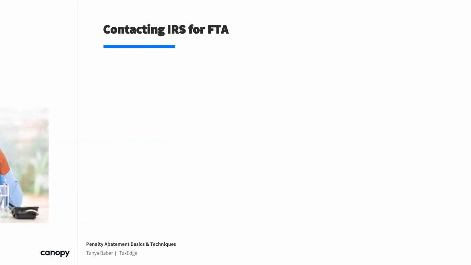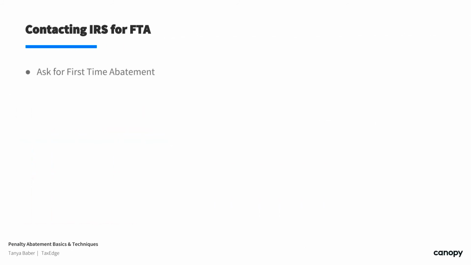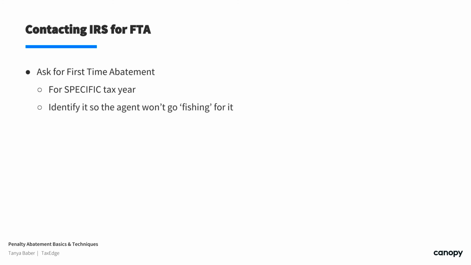What do you do when you call them? You're going to ask for a first-time abatement. And be very specific. We don't want them to go rooting around trying to figure out, okay, which one are we wanting to do? If you just say, I'm calling for first-time abate, well, be specific. So I may call and it may sound like I'm calling to request a first-time abate for my client for the 2002 tax year. Okay, they know exactly what I'm asking for.